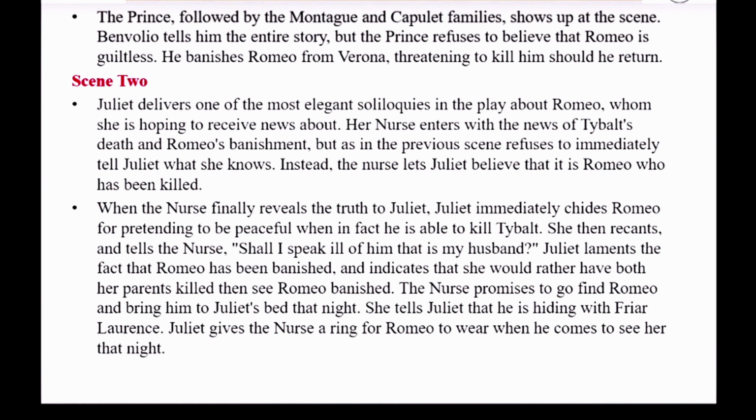Now, when the nurse finally reveals the truth to Juliet, Juliet immediately chides Romeo for pretending to be peaceful when in fact he is able to kill Tybalt. She then recants and tells the nurse, "Shall I speak ill of him? That is my husband." Juliet laments the fact that Romeo has been banished and indicates that she would rather have both her parents killed than see Romeo banished.